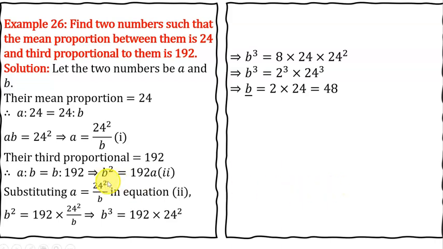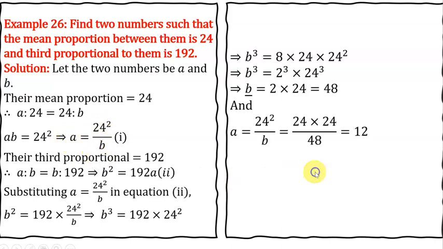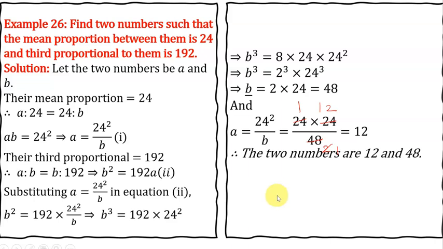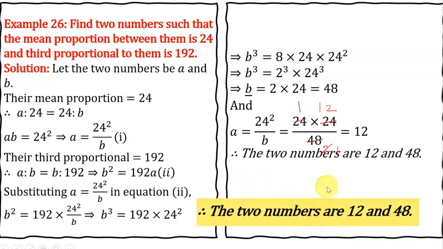Next, find the value of a. a is equal to 24 square upon b. Now substitute the value of b, which is 48, and after simplification, 24 ones are 24, 24 twos are 48. The two ones are 2, two twos are 4. Therefore, the value of a is 12, and hence finally the two numbers are 12 and 48. This is the answer.